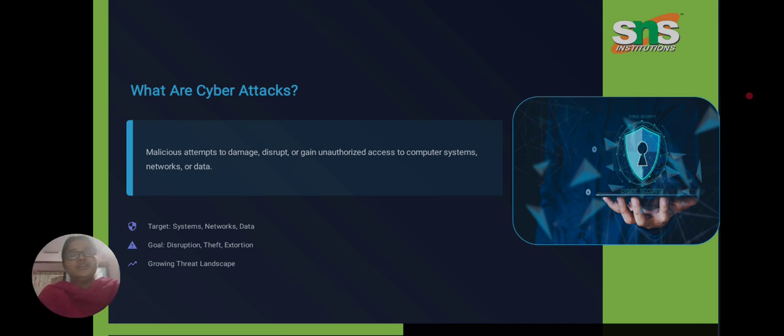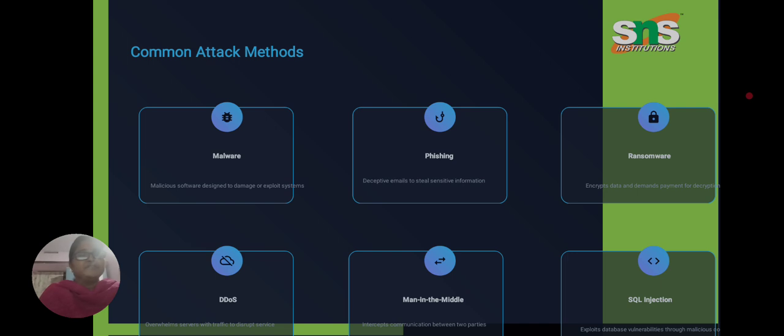Next is about the common attack methods. Let's look at some common cyber attack methods. Malware is a harmful software. Phishing uses fake emails to steal information. Ransomware locks our data and the hacker asks for money. DDoS, that is denial of service attack, overloads the servers and attacks our information.